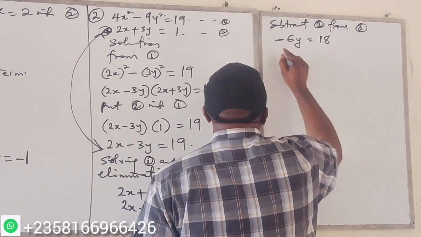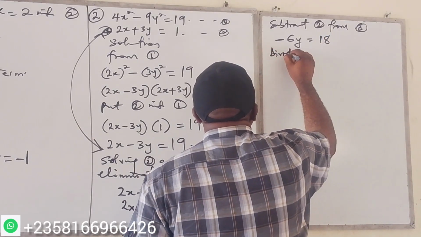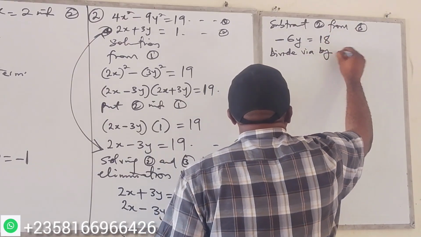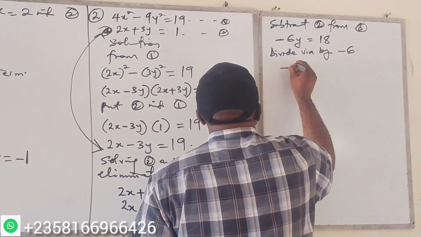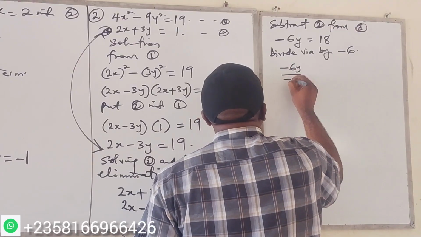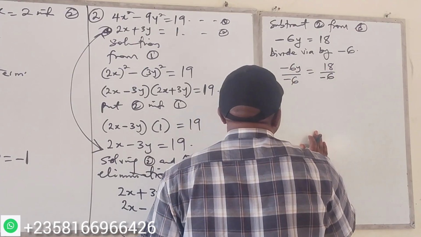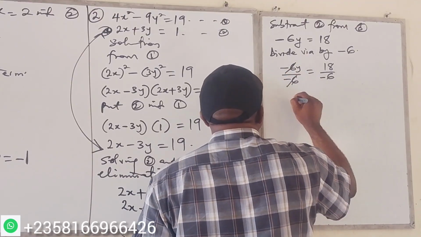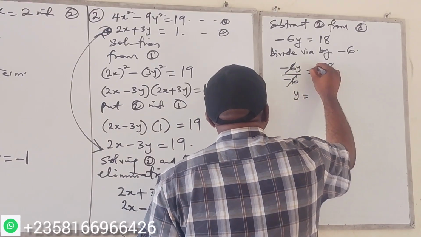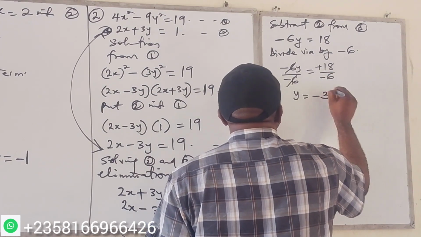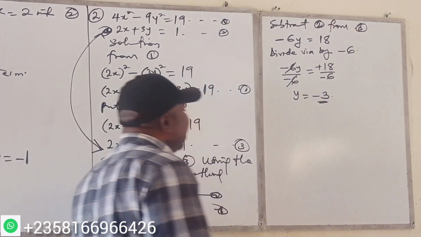Yes, so to get the value of y, we have to divide through by the coefficient of y, which is minus 6. We have minus 6y all over minus 6 is equal to 18 all over minus 6. So this will go with this. Yes, so y will be equal to, remember, plus minus is minus, 18 divided by 6 is 3. So we have y to be equal to minus 3.